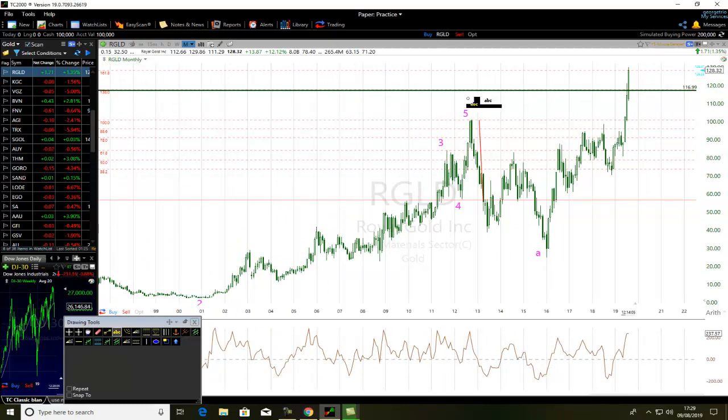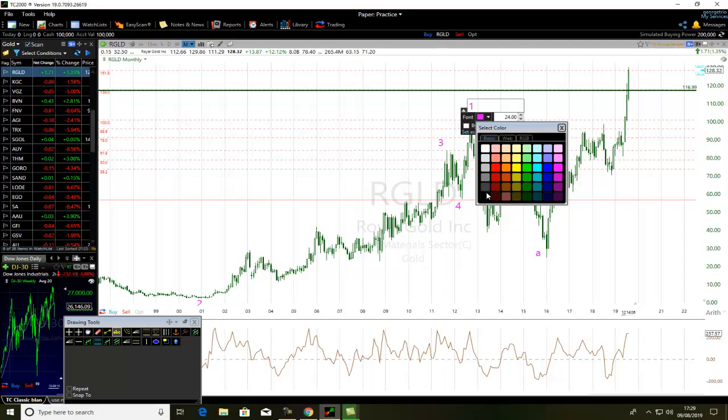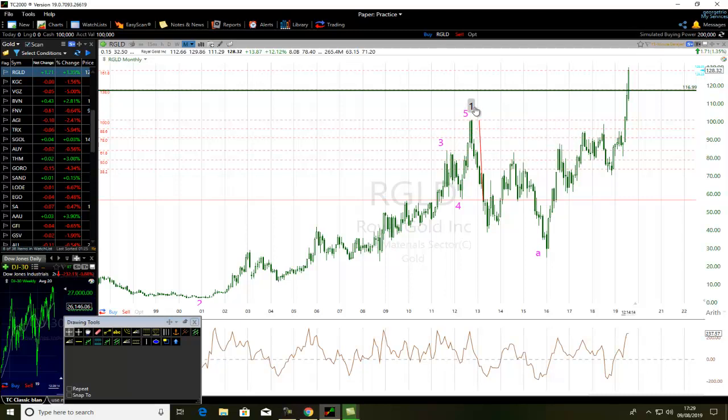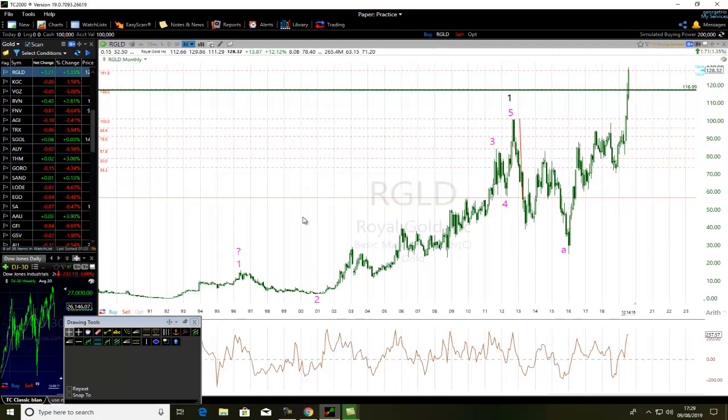We're going to say, all right, 1, 2, 3, 4, 5 becomes wave 1, an impulse wave of a higher degree. So this multi-wave trend becomes the first wave of a higher degree. And if the price continues to go up more, we'll be calling this one the second wave of a higher degree.